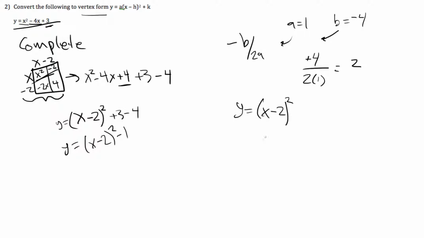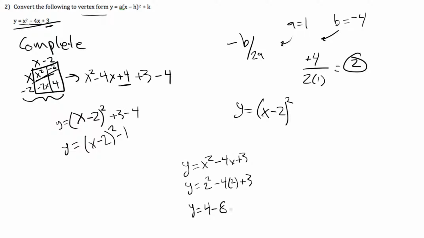Now to figure out what our k value is for vertex form, we need to plug this value 2 into our original equation. So we get y equals x squared minus 4x plus 3. Substitute 2 in to get y equals 2 squared minus 4 times 2 plus 3. Y equals 4 minus 8 plus 3. Y equals 4 minus 8 is negative 4 plus 3 equals negative 1. So we get the same answer both ways. Two different methods, totally depends on your preference as to how you want to solve that problem.